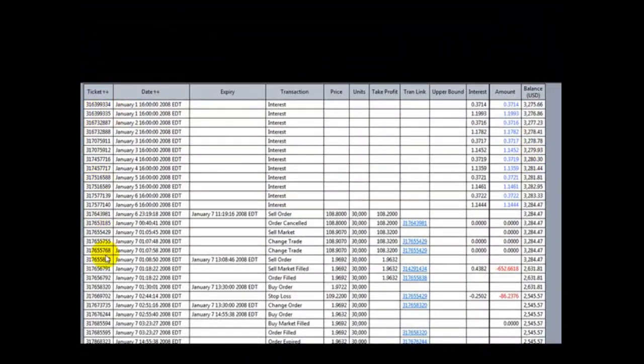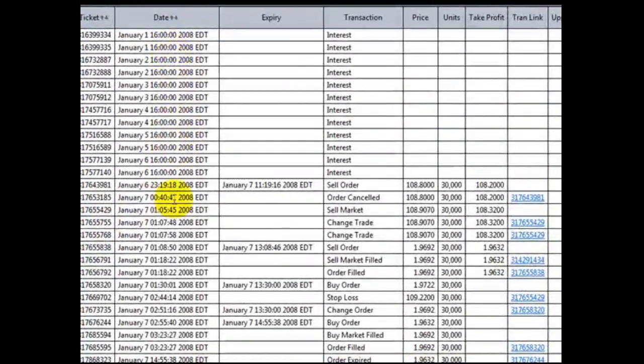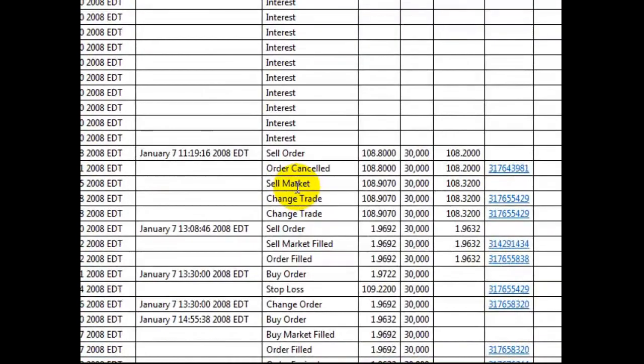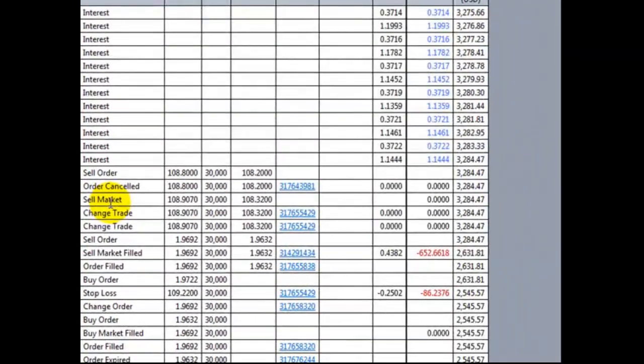You can see there's the ticket number, that's the ticket for each trade. There's the date the trade was taken on, and here's the transaction. You can see a lot of it is interest, so by and large that can be ignored. The interest is the amount that the broker either charges or deducts from your account based on the carry, or the difference in interest between the two currencies that you're trading.